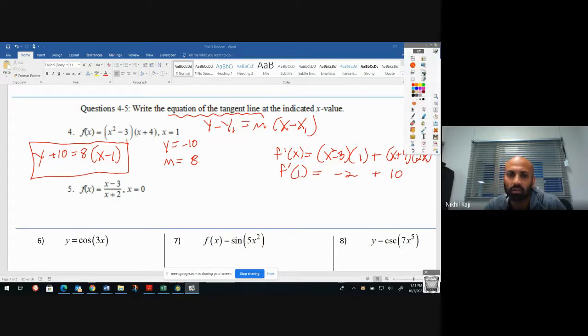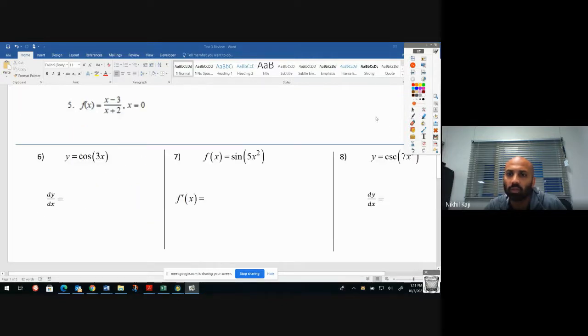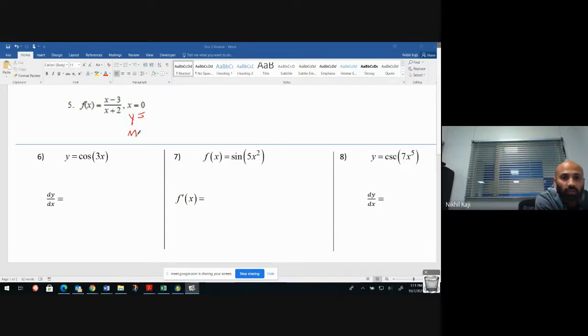All right. Go on to the second one now. So again, we're doing point slope. So we need our y and our m. Plug in 0 into the original, that's negative 3 over 2. My m is my slope, which I can get from my derivative here. To get the derivative of this, that's quotient rule. So that's g f prime minus f g prime all over g squared.